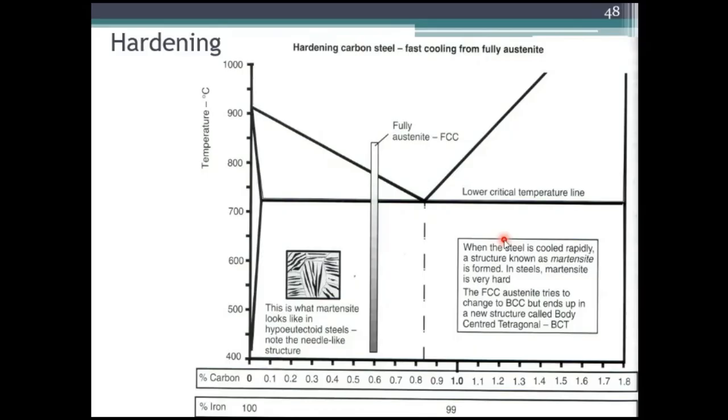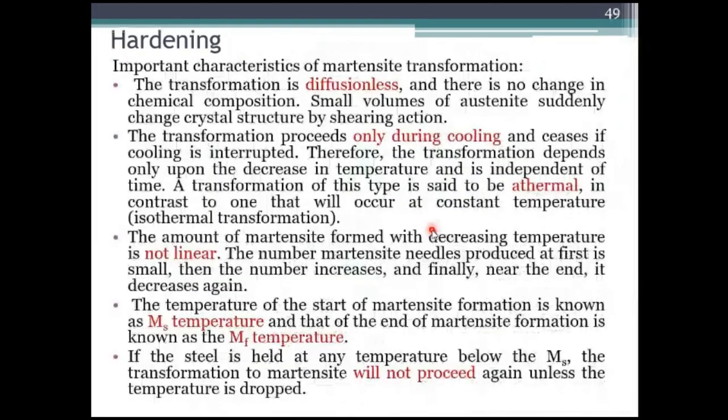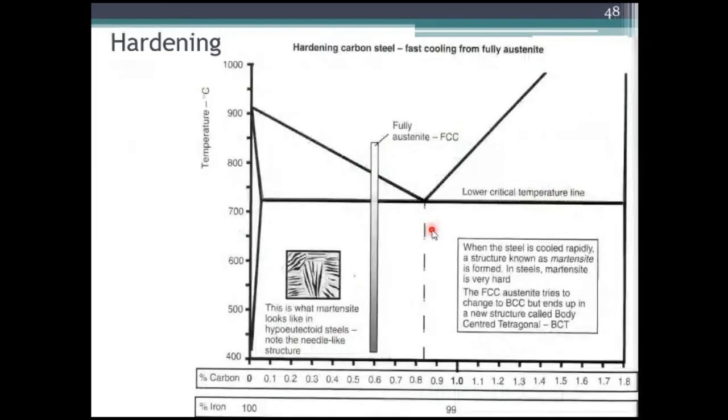This FCC austenite tries to change from FCC to BCC, and a new structure called body-centered tetragonal will be formed, as I told earlier. Already a BCC will be there, so along with that body-centered cell, a carbon atom will get attached at the interstitial site, which yields a body-centered tetragonal type of structure. So this is what fast cooling from a fully austenite stage gives.